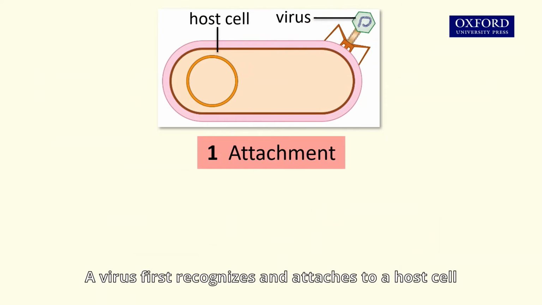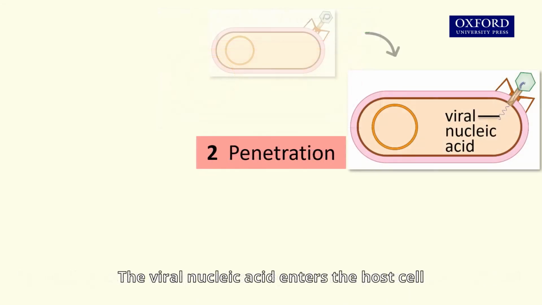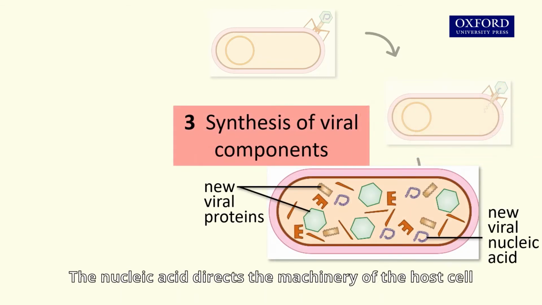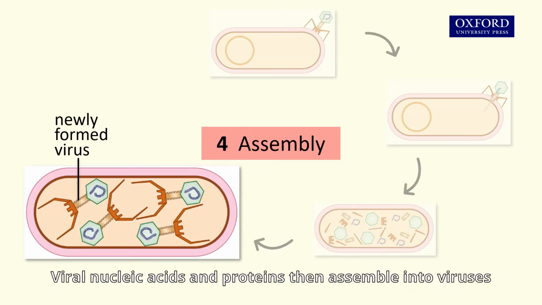A virus first recognizes and attaches to a host cell by binding its surface proteins to specific receptors on the host cell. The viral nucleic acid enters the host cell. The nucleic acid directs the machinery of the host cell to synthesize new viral nucleic acids and proteins. Viral nucleic acids and proteins then assemble into viruses.